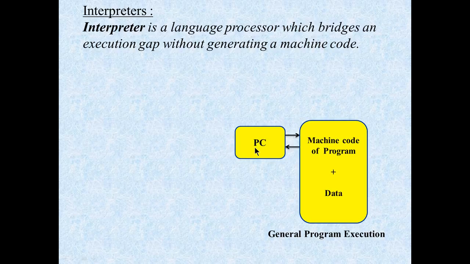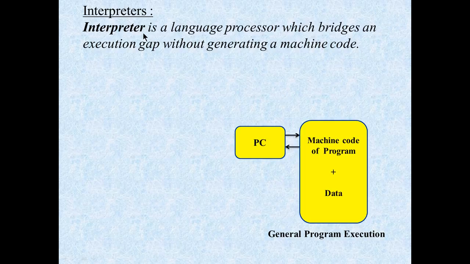This PC, which stands for program counter, is pointing towards machine code which is stored in the main memory, and line by line it points to each and every instruction and that gets executed. So this machine code and this data are stored in main memory, and this program counter executes that machine code line by line. This is what a general program execution process is.